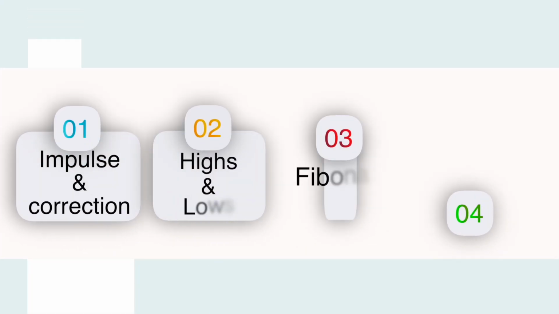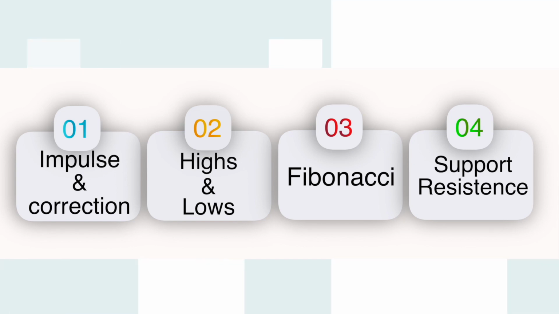I'm going to break down each trade I took in the example section, but before that, let's jump to the strategy. This strategy is going to need you to have knowledge about certain things like impulse and correction, highs and lows, Fibonacci, support, resistance, etc. So if you're not aware of it, I have added the link to all those videos in the description below. I recommend you to first watch those videos and then come back and watch this one. Now let's quickly jump to the strategy part.